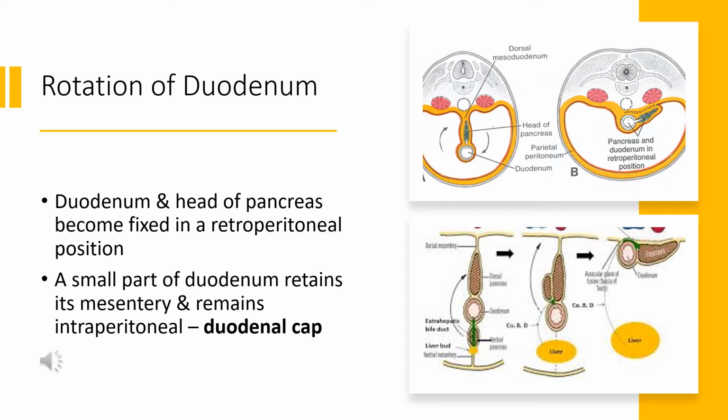The pancreas and most of the duodenum become attached to the posterior body wall and become retroperitoneal. Only a small portion of the distal region of the duodenum, which is termed the duodenal cap, retains an extension of the mesentery and remains unattached to the posterior body wall.